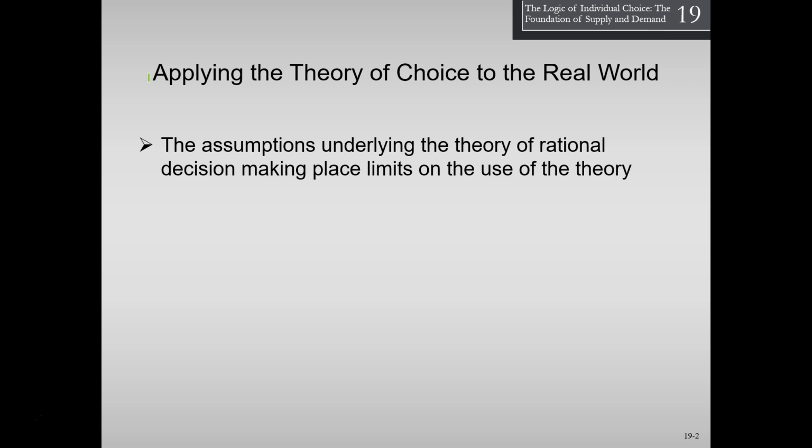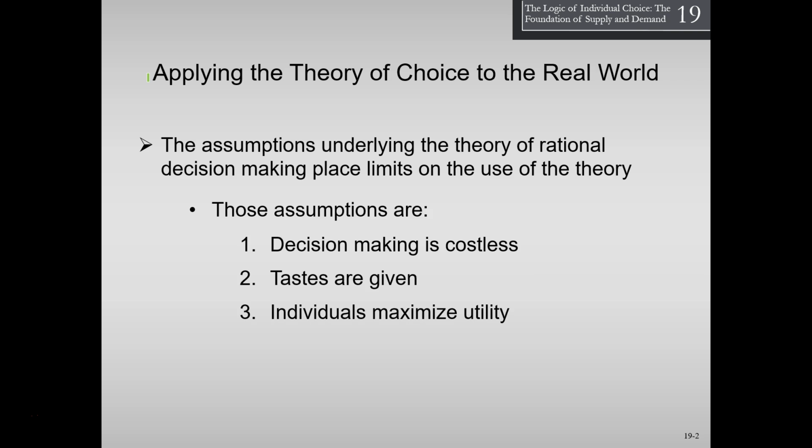So apply the theory of choice to the real world. The assumptions underlying the theory of rational decision-making place limits on the use of the theory. Remember, these are assumptions that are made in our model. We've been discussing this model. We've been trying to put mathematical formulas so that we can create a mathematical model. And in so doing, we of course need to make assumptions about the world so that we can build a smaller model in which we can make assumptions and hypotheses and measure things and then see if those are really good and applicable to the world.